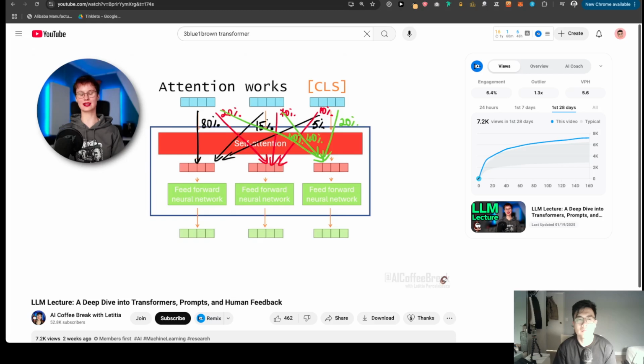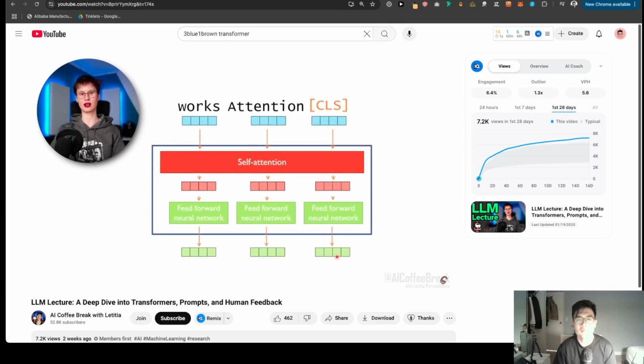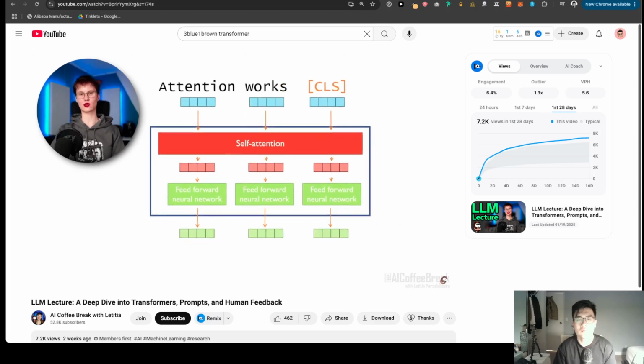And after we have understood this, we can ask ourselves, are we done with the transformer architecture? And the answer is not quite, because something very important is missing. If we look at the representation of this CLS token here, when we have the input works attention, it will be the same as when we have the input attention works. And the question is, how can that be?